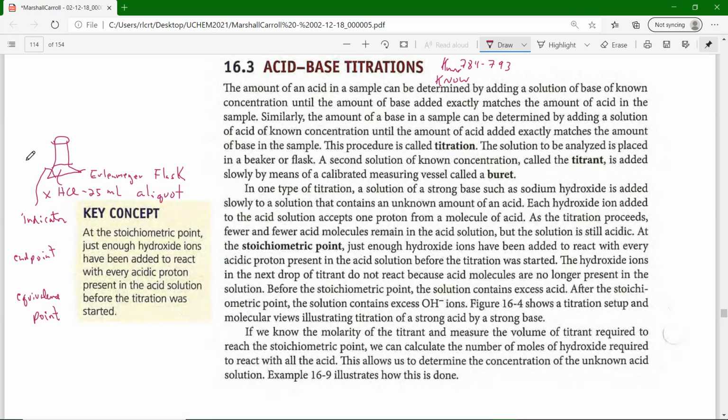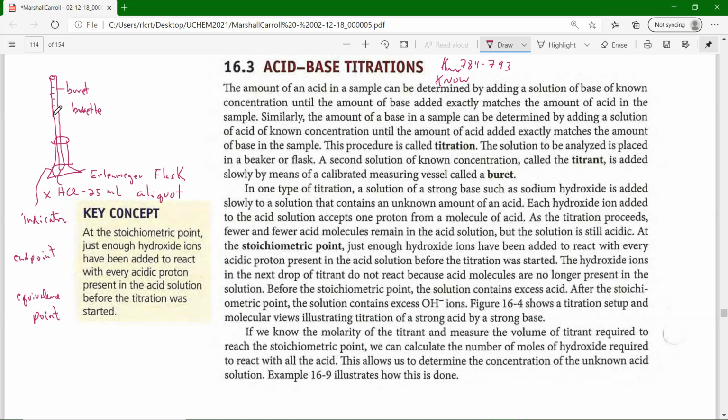Okay, so we have our sample, we have the indicator, we might have a probe measuring the pH per drop of incoming titrant, and that would give us our titration curves, which we're going to get into very soon. Then we have this long tube dripping in the base, and that's called a burette. This is the American way, this is the Canadian way, burette.